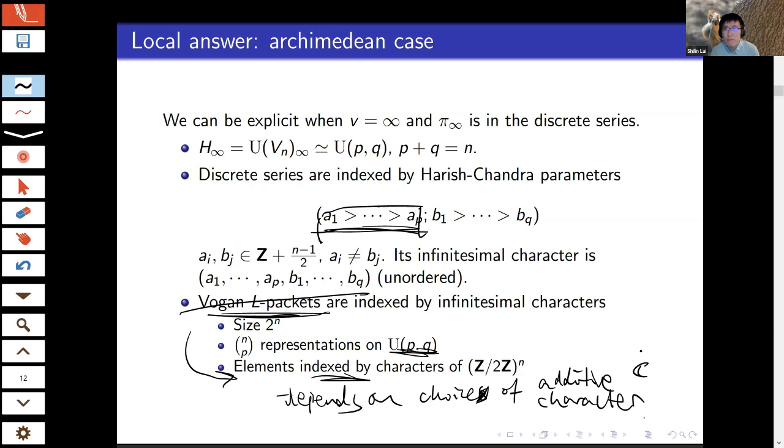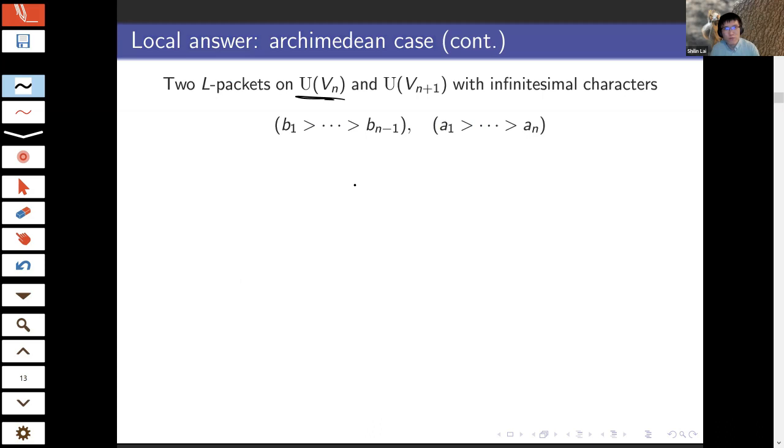I won't need to talk about the exact indexing. So we have one L-packet for U(n), and another L-packet for U(n+1). Those are lists of numbers. Those are in Z plus (n-1)/2, and those are in Z plus n/2.